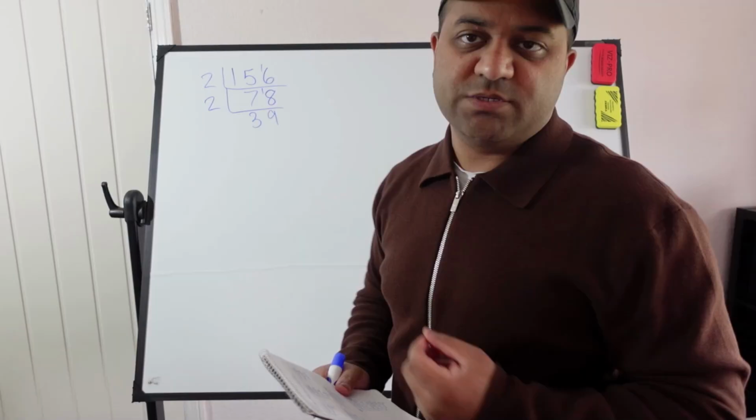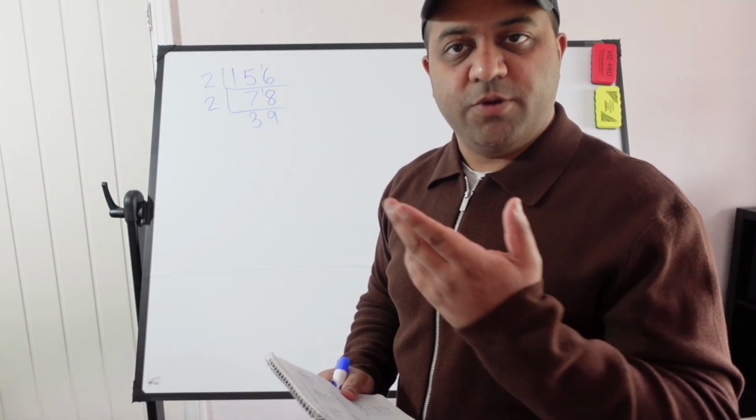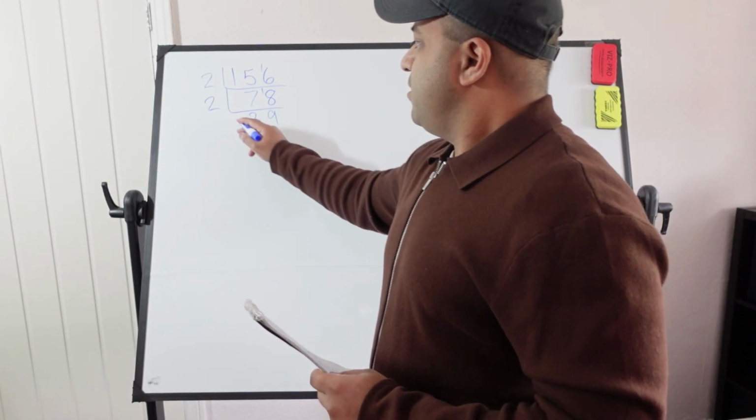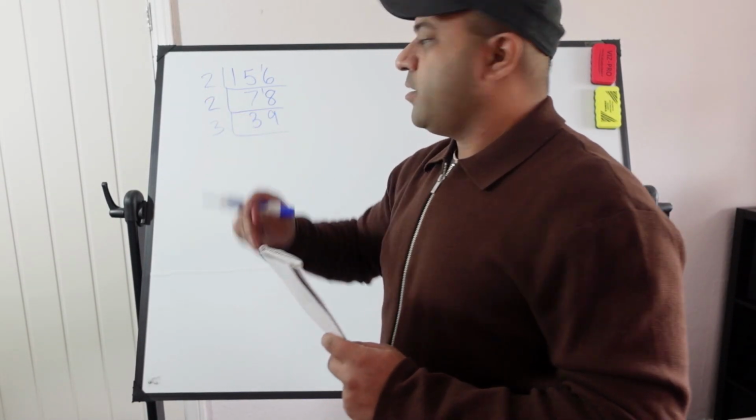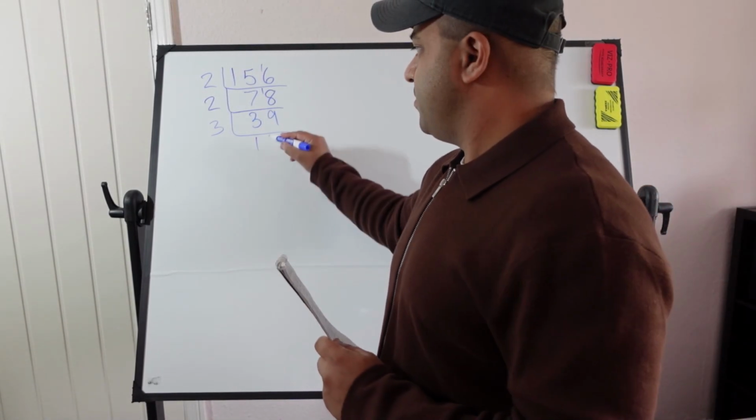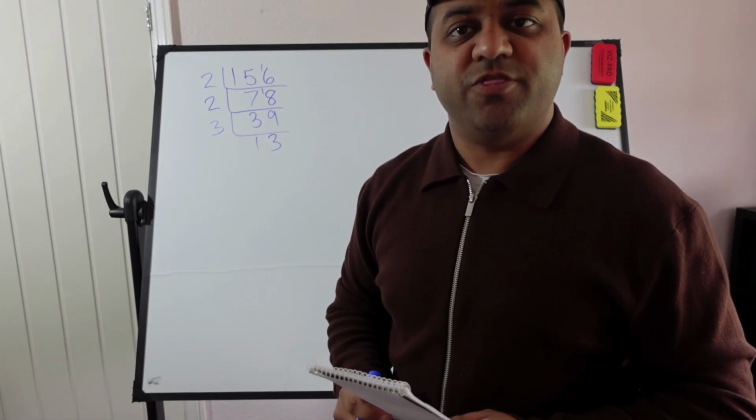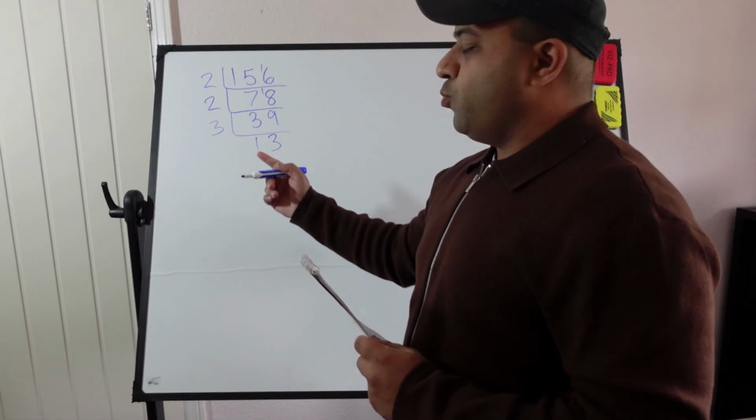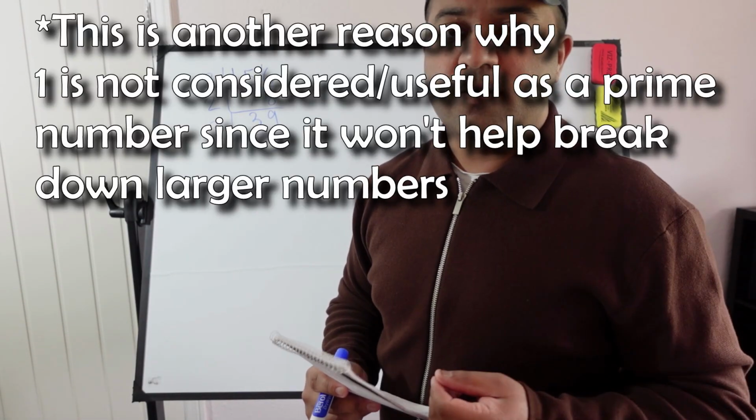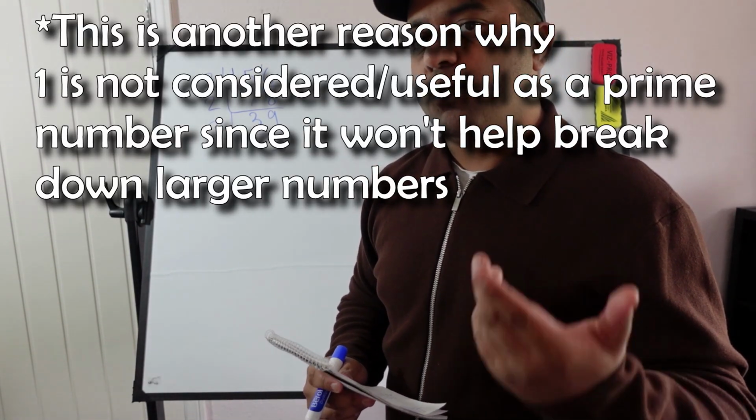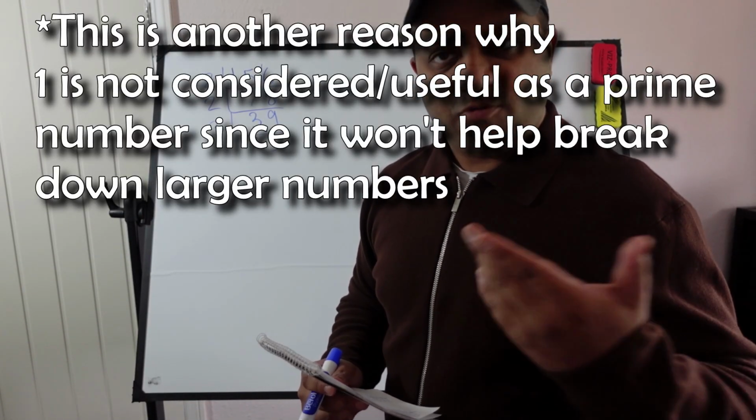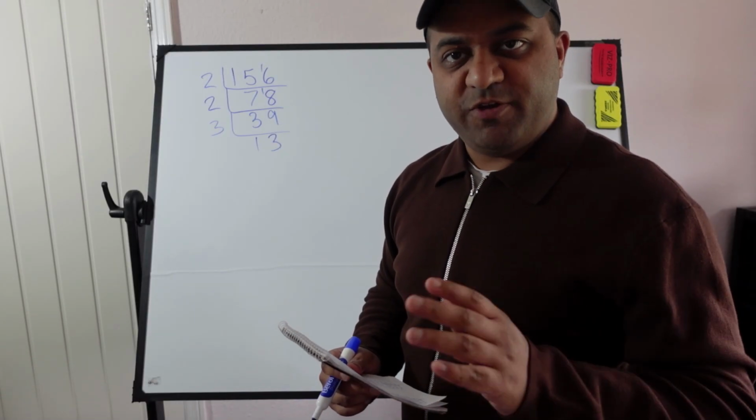Does the number 3 go into 39? If you add the digits, you'll know it does. It obeys the divisibility rule for 3. So 3 into 3 is 1, and 3 into 9 is 3, and we finish with 13. We could break down the number 13, but only into the number 13 multiplied by 1. And there's no point in doing that. The number 1 is not a prime number, and this would just continue forever. So there's no point. So we'll finish here.